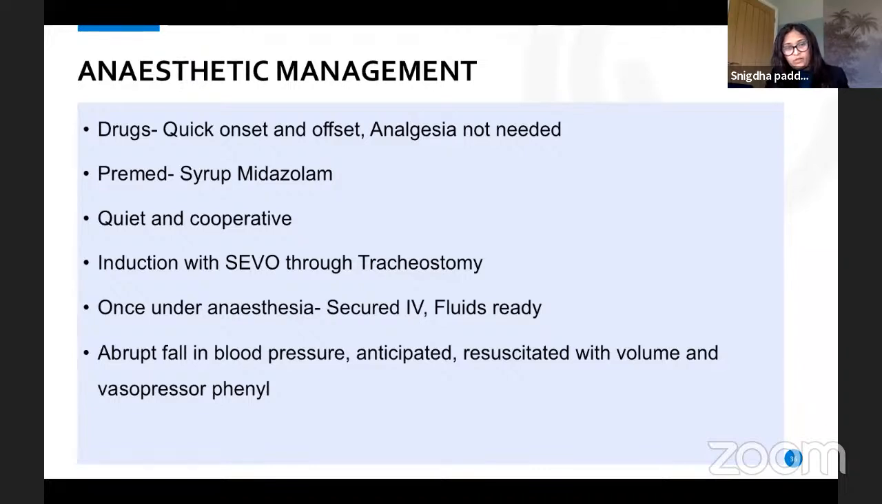Because he had severe LVOTO, with sevo he had an abrupt fall in blood pressure, which was anticipated, and we were ready to counter that. So as soon as the IV cannula was in, we resuscitated him with volume and some vasopressor, and he was fine after that, and we could do the CT.